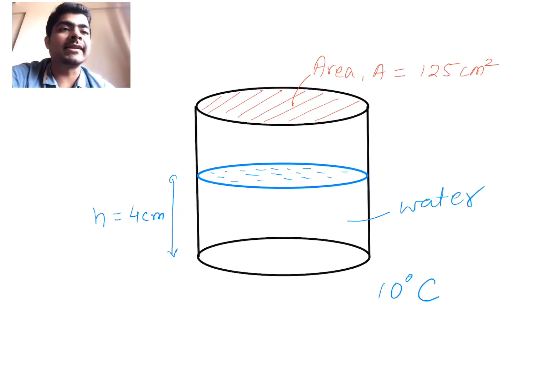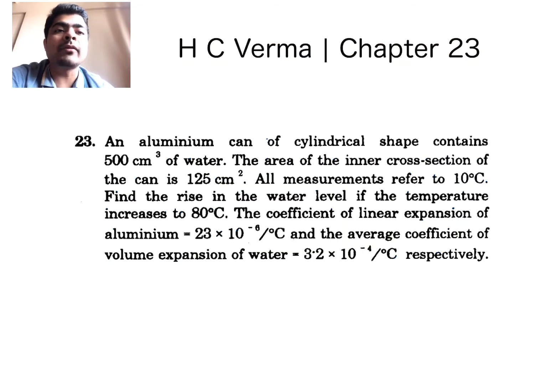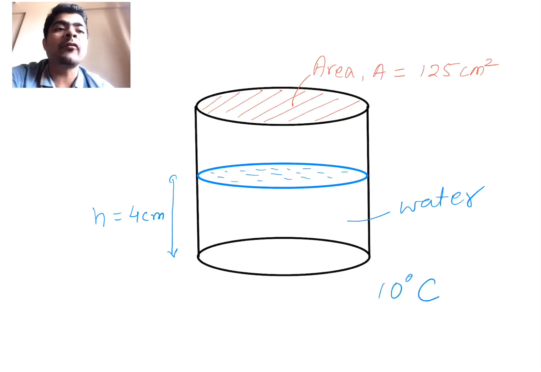So here you can see the black colored one is the aluminium container. The area of cross section from inside of the container is given as 125 centimeters square. Now the water is contained in the container. Volume of water is given to be 500 centimeter cube. That means if you find the height of the water inside the container, it will come out to be 4 centimeter. Volume of water divided by area, 500 divided by 125 gives you 4 centimeter. All this is measured at 10 degrees Celsius.